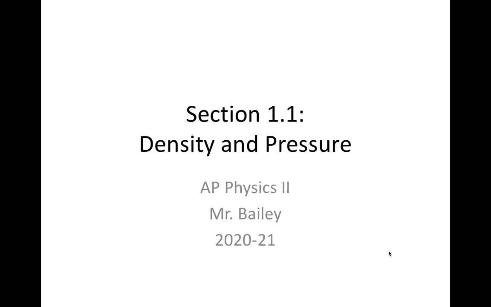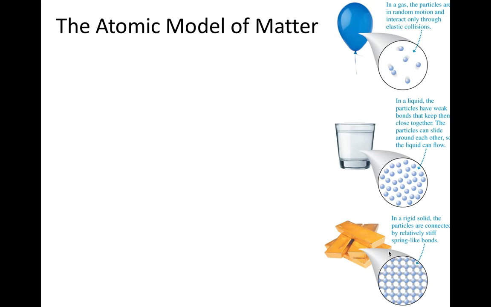In this section, we're going to cover density and pressure. Much of the macroscopic behavior of matter can be explained by the properties of the particles that make up a system. It is important to understand the microscopic properties of the three phases of matter. All matter is made of atoms. Atoms can combine to form molecules. How the atoms and molecules interact with each other determines the macroscopic properties of the substance.